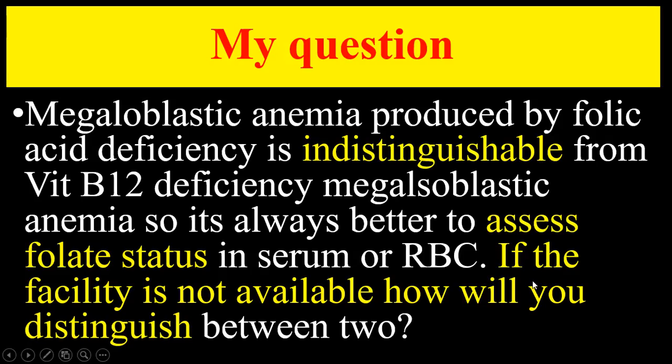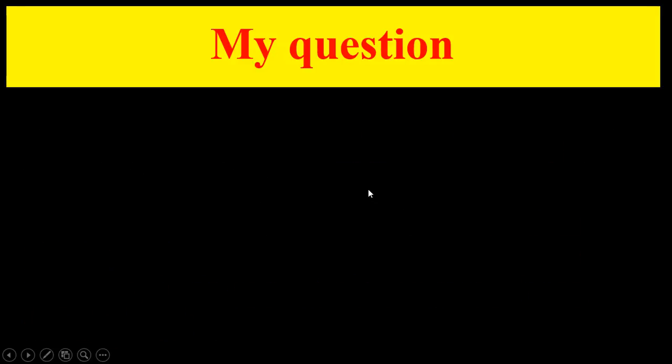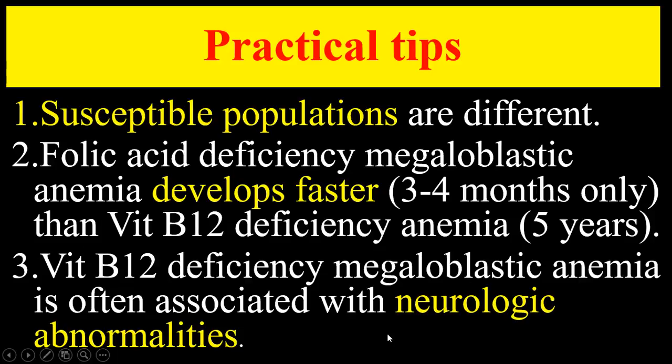So my question to the students is, the megaloblastic anemia from vitamin B12 deficiency and folic acid deficiency is morphologically indistinguishable. It's always better to assess the folate status in the serum or the RBC, to see whether the folate status is normal or not. But my question is, if the facility to assess the folate status in serum and RBC is not available, how will you distinguish between the two conditions? So this is the answer.